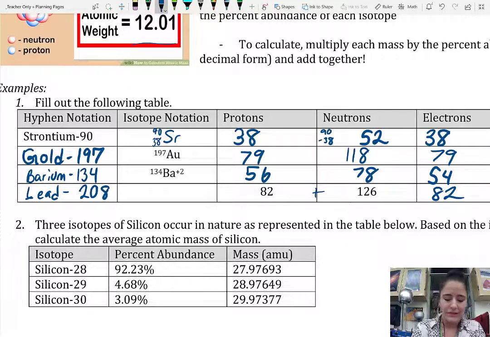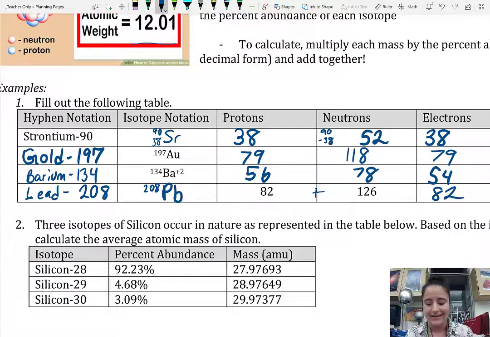Lead's chemical symbol is Pb. That doesn't look like a P, or rather, Pb. Fun fact, Pb comes from the Latin name for lead, which is plumbum. And if plumbum's not a really cool word, well, I think it's a really cool word. I like it. So 208 for lead.